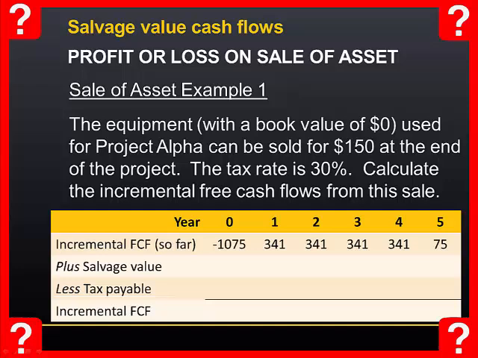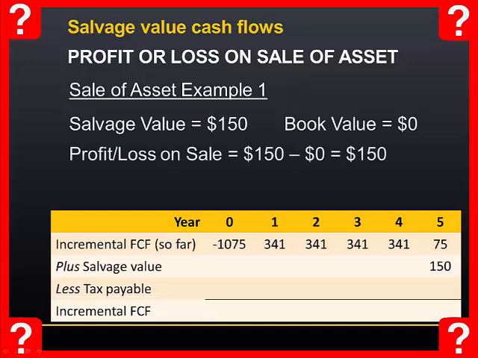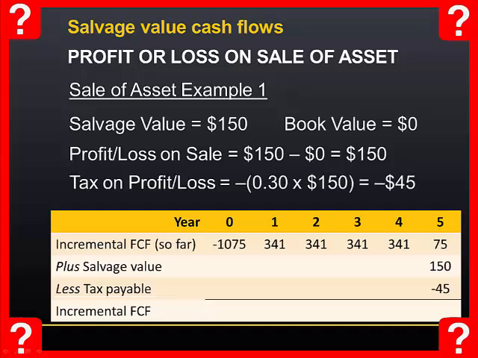This shows the incremental cash flows that we got to in the previous module. $1,075 cash outflow in year 0, and then $341 for 4 years, and $75 in year 5. We've been told that the salvage value is $150, and that's clearly a cash inflow, so that's recorded in year 5. We've also been told that the book value is $0, so the profit is $150 minus 0, or $150. The tax on the profit is therefore the negative of the tax rate, 30%, times $150, or negative $45. That's also a cash flow.